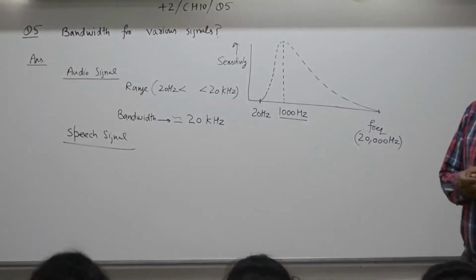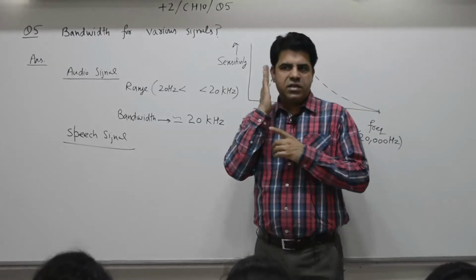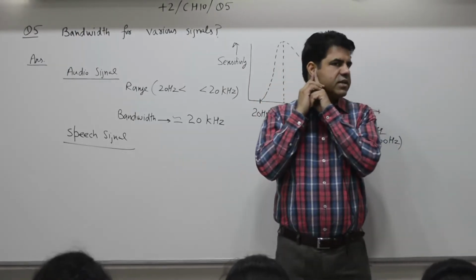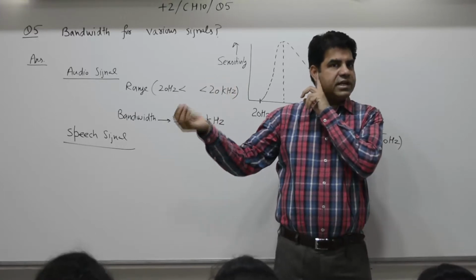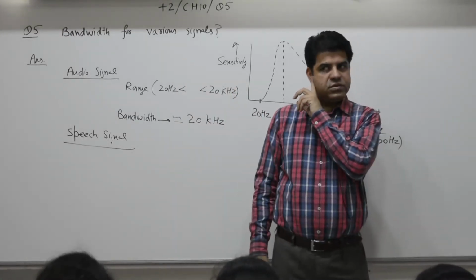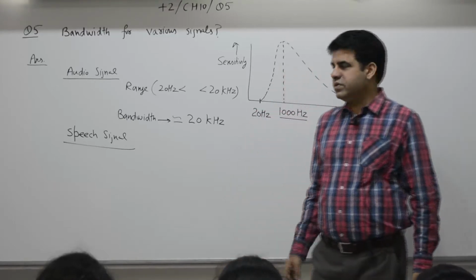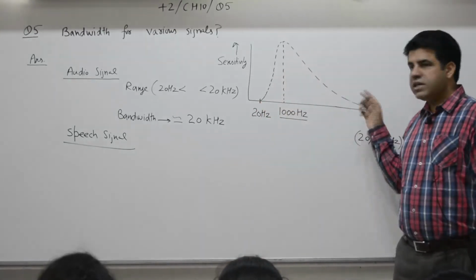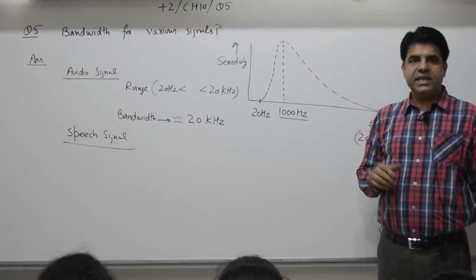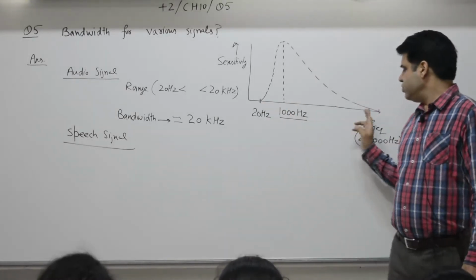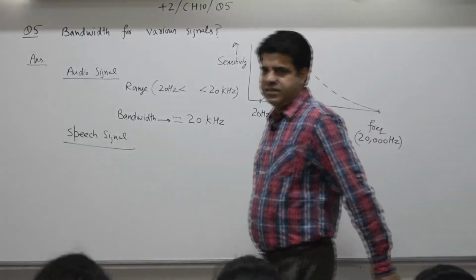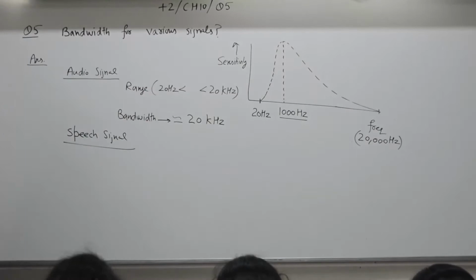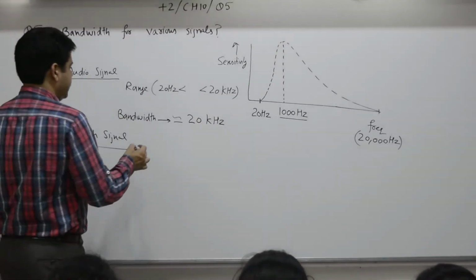Correct. Audio signal is about the ability of the ear. It can be music, any sound, it can be human voice also. It is the ability of your ear that it can detect 20 hertz to 20,000 hertz. But when you speak, then that is what you call a speech signal. The range is what?